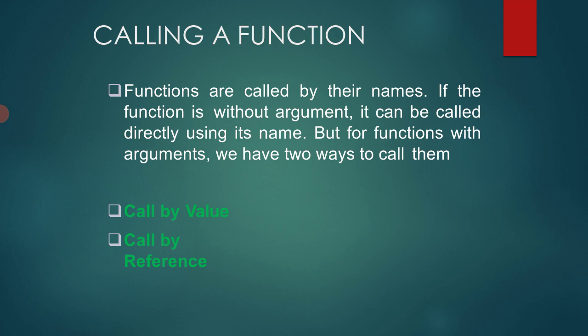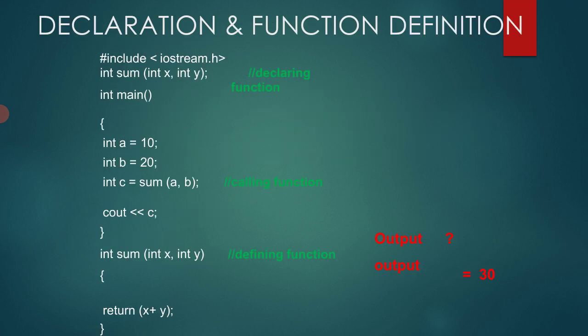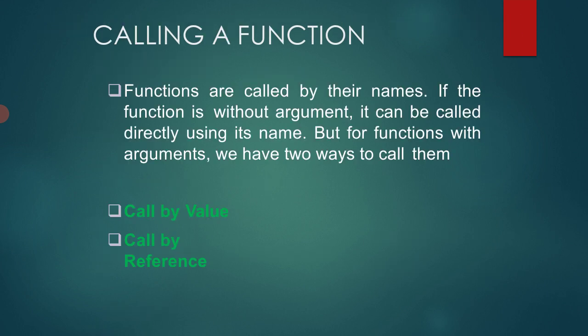But if a function has an argument, then we have two different ways to call a function. So firstly, we have two conditions. If there is no parameter in a function, then we can simply call it by name. This is a very simple procedure. But the second condition is, if there are parameters in a function, then we have two ways to call a function, and the names of these two ways are call by value and call by reference.